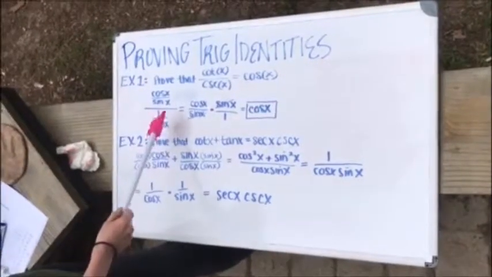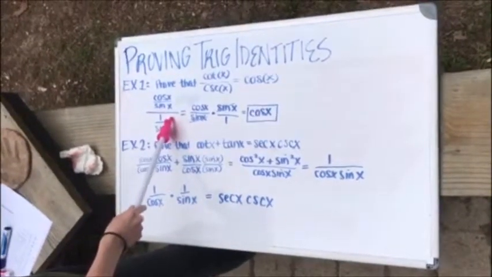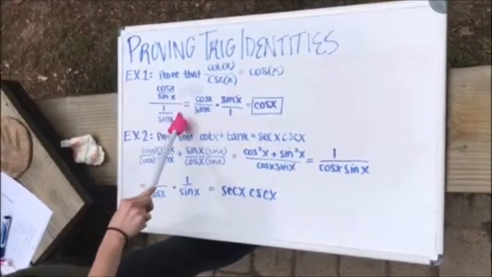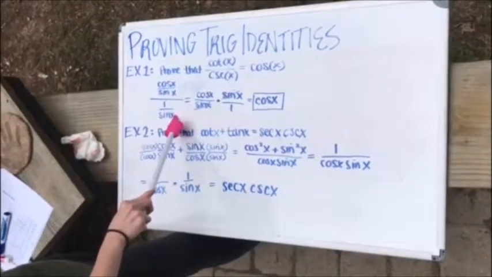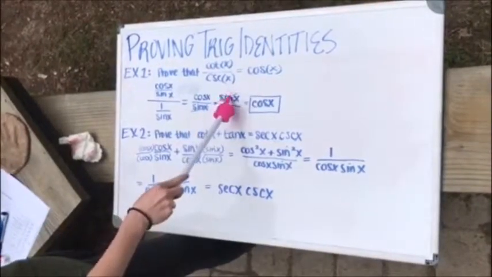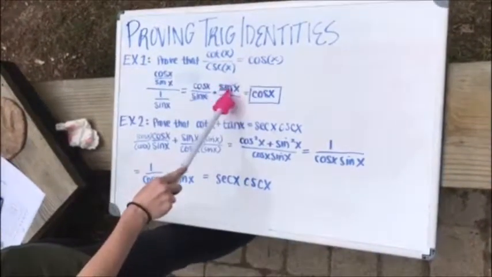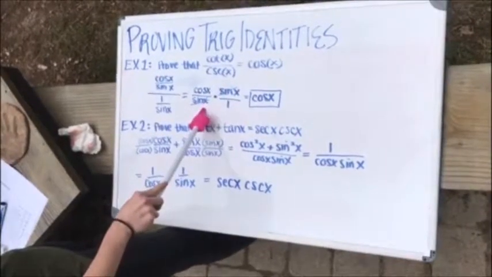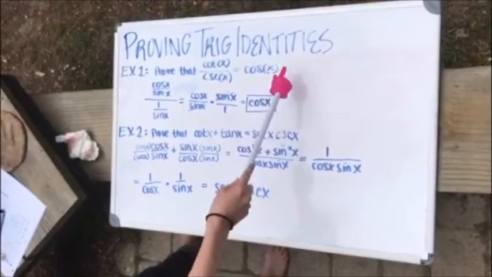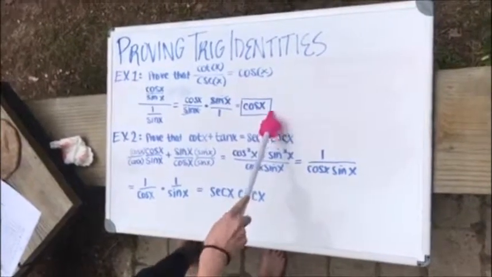And so now we're going to keep change flip, and so we're going to change our sign to multiply, and we're going to do the reciprocal of 1 over sine x. And so we're going to get cosine x over sine x times sine x over 1. And your sine x on the numerator and the denominator are going to cancel out, and you're just left with cosine x, which is what we were solving for. So that one is proved.